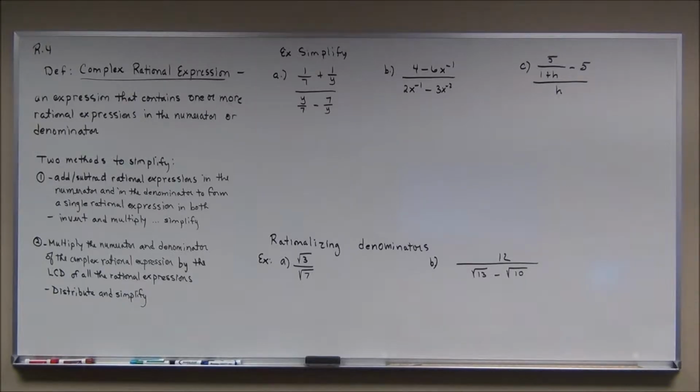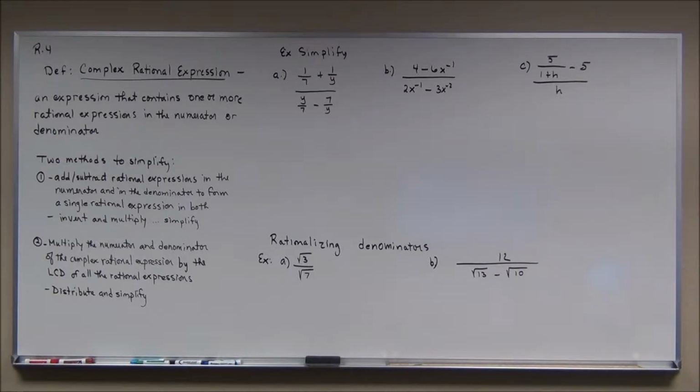The second method is if we multiply the numerator and the denominator by the LCD of all the rational expressions that are within the overall complex rational expression. Once we do that, we distribute, we simplify, and in both cases, both methods work. Sometimes one maybe is set up a little bit better than the other.